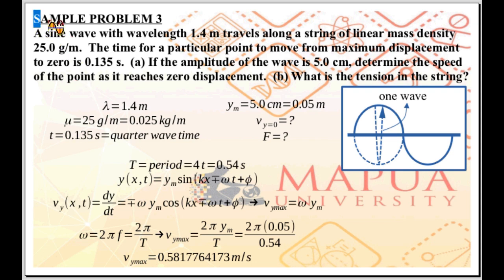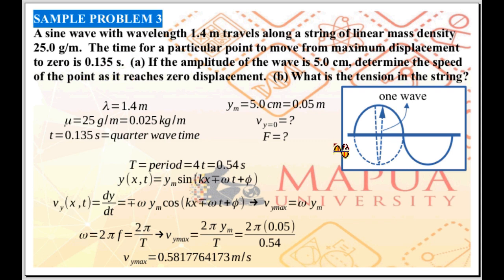Next, we have sample problem number 3. A sine wave with wavelength of 1.4 meters travels along a string of linear mass density 25 grams per meter. The time for a particular point to move from maximum displacement to zero displacement is 0.135 seconds. So say you have a wave on a string of linear mass density 25 grams per meter.